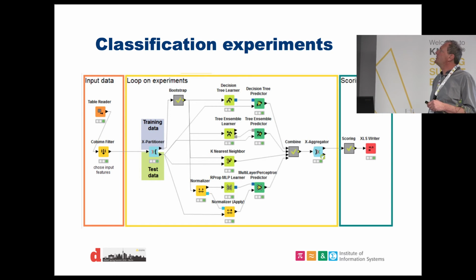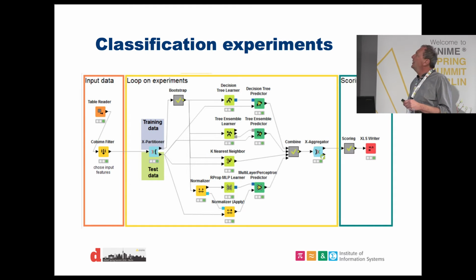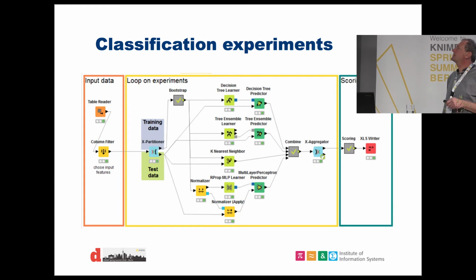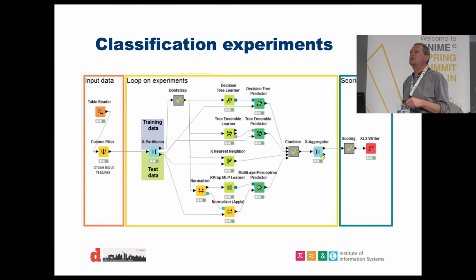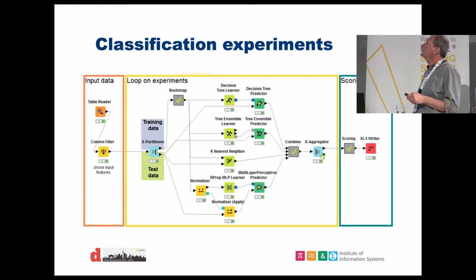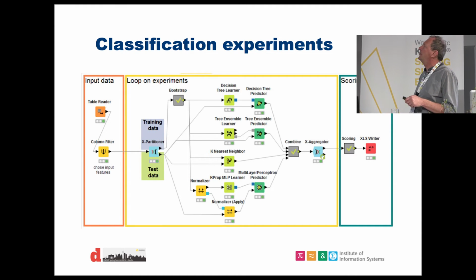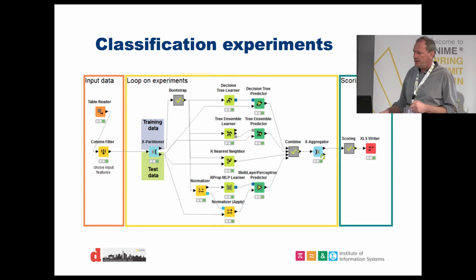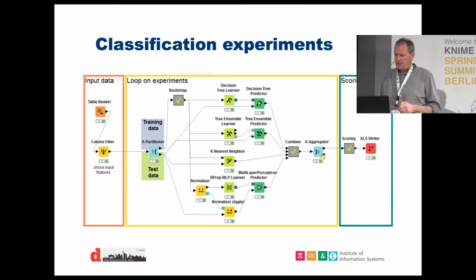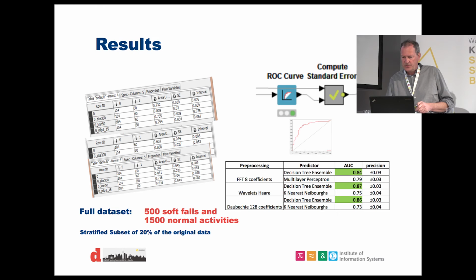Then we do a little combination here, which is combining all the output of all the systems. We use X-partitioner, which makes us more statistical, I would say, because we do many experiments, and the results that you obtain are done on many loops. And at the end, we also have a scoring, and we get some information and some results out of that.